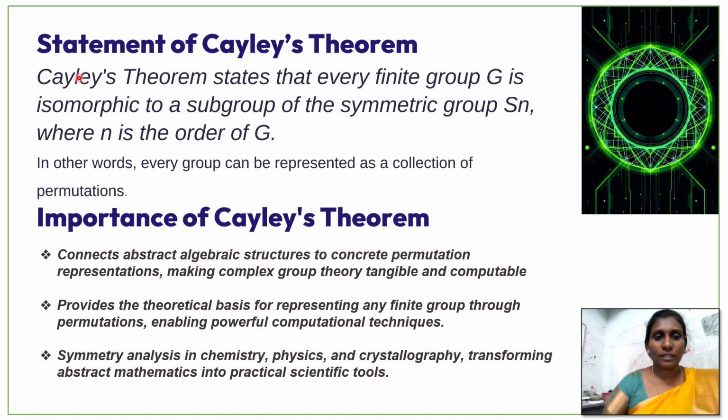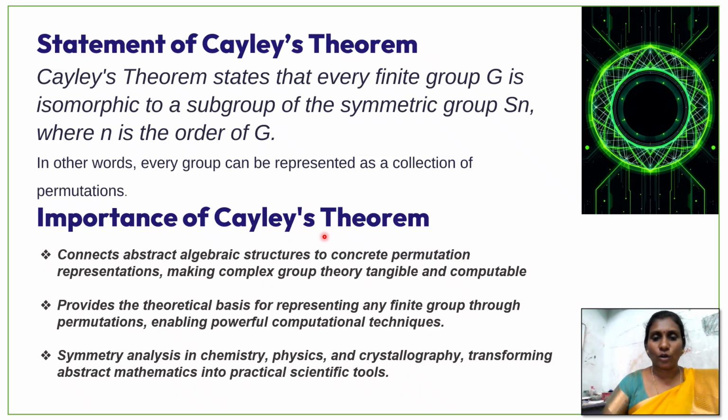First of all, let's see the statement of Cayley's theorem. Cayley's theorem states that every finite group G is isomorphic to a subgroup of the symmetric group Sn, where n is the order of G. In other words, every group can be represented as a collection of permutations.